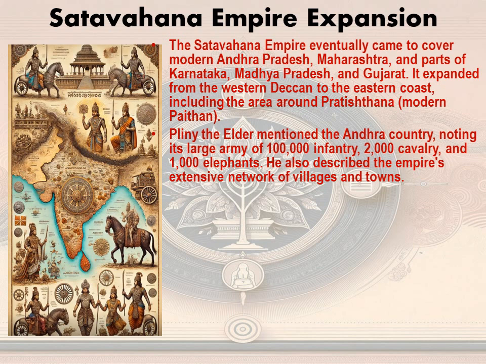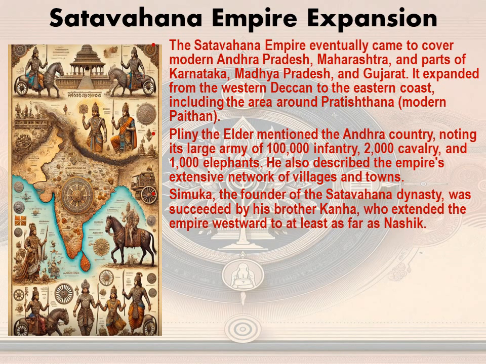Pliny the Elder, who was a Greek writer, mentioned the Andhra country, noting its large army of 1 lakh infantry, 2,000 cavalry, and 1,000 elephants. He also described the empire's extensive network of villages and towns. So, we not only get to know about the Satavahanas from Indian sources, but Greek writers also mention the Andhra country and the expanse of their huge military. And this Satavahana Empire also had an extensive network of villages and towns.